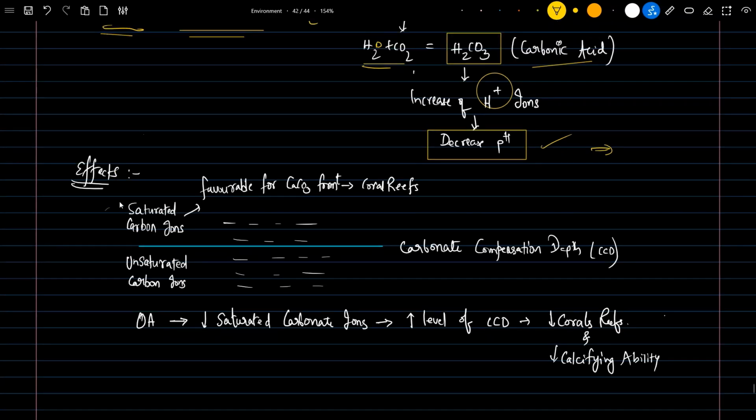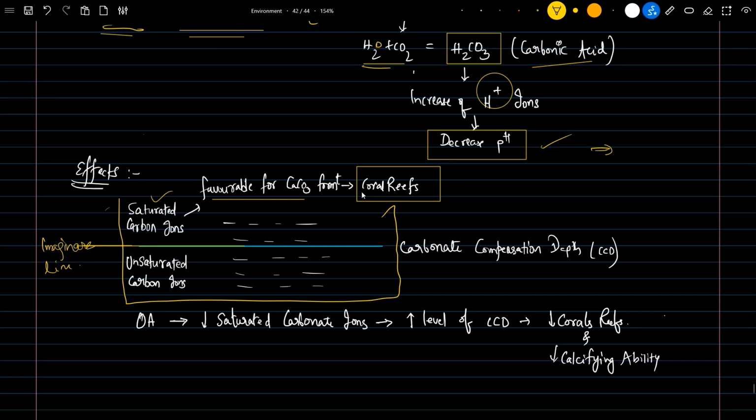Okay. So let's say this is the ocean and this is some imaginary line. How we are drawing this imaginary line is basically above this line there are saturated carbonate ions, which is favorable for CaCO3 formation, which leads to the formation of coral reefs. And below this imaginary line, there are unsaturated carbonate ions. So we call this imaginary line the carbonate compensation depth. So this is the thing.